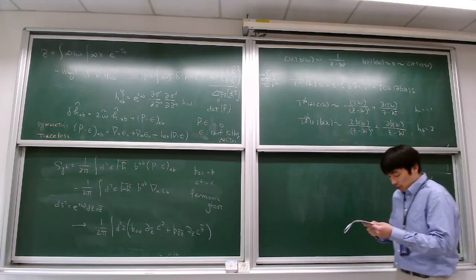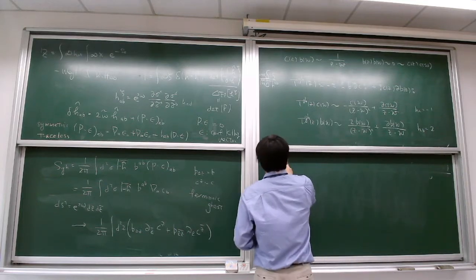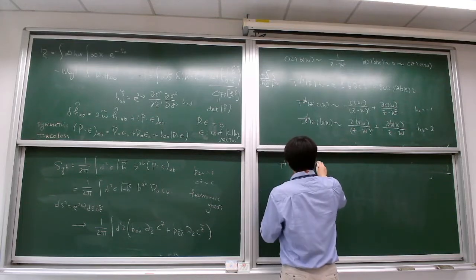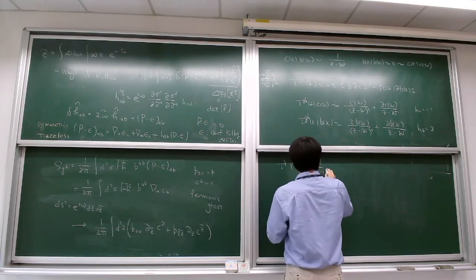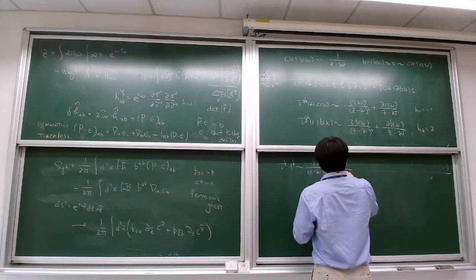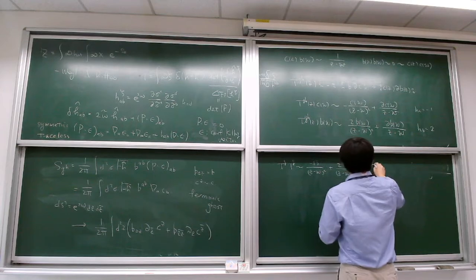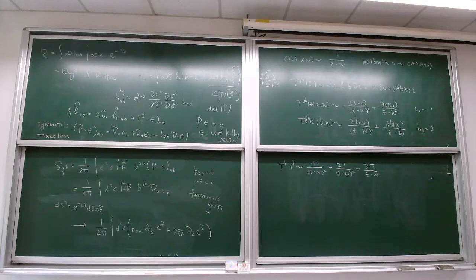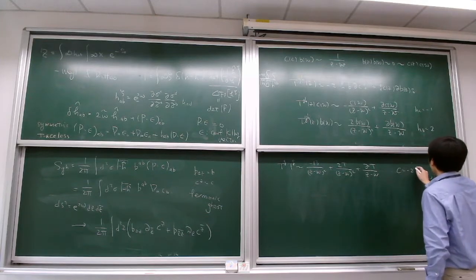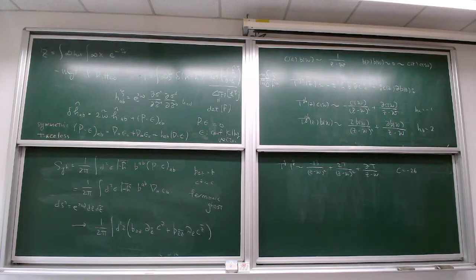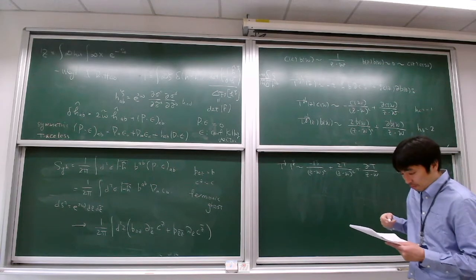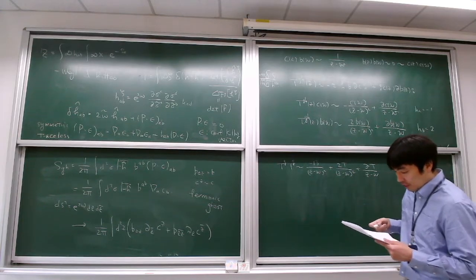And you did the OPE for TT, which is very tedious. TT ghost is indeed minus 13 over (z minus w) to the fourth, plus 2T over (z minus w) squared, so this is homework. Therefore the ghost field central charge is equal to minus 26. So to cancel the anomaly, the target space dimension of the bosons has to be 26. That's what we have done.